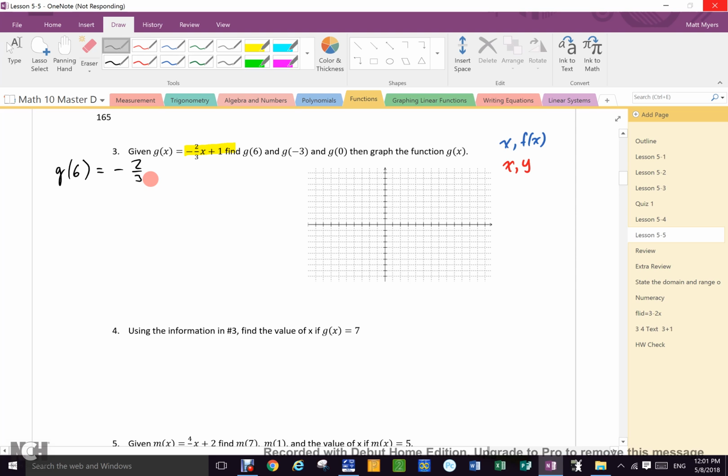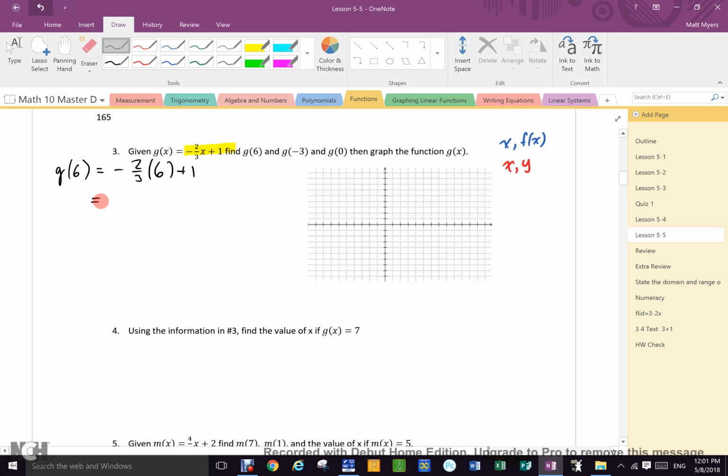Now, again, it's not the fact that we're multiplying that is causing you a problem. It's the fact that it's a fraction. So, what is negative 2 times 6? Negative 12 over 3 plus 1. What is negative 12 divided by 3? Negative 4, plus 1, which is negative 3. What is my first ordered pair? What is the x? 6. What is the y? Negative 3.